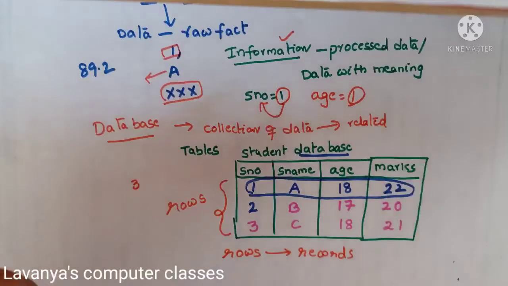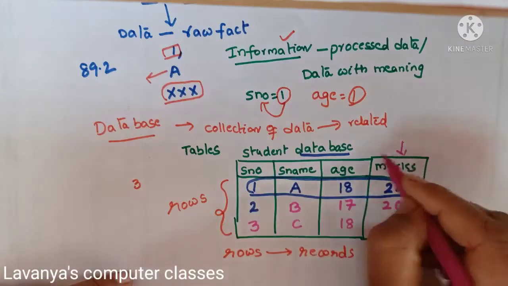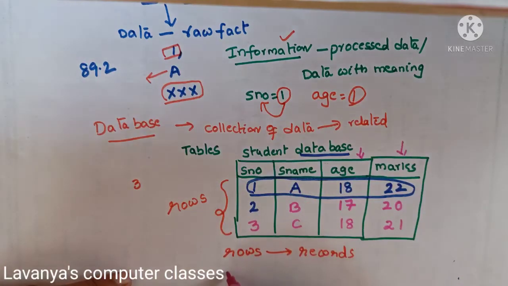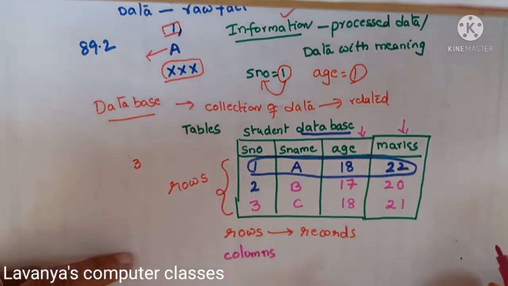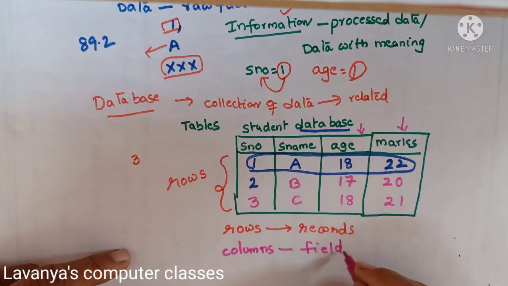Records. These vertical lines, what are the vertical lines? Marks, age, student name, serial number. The vertical lines are called columns. These columns are called fields.